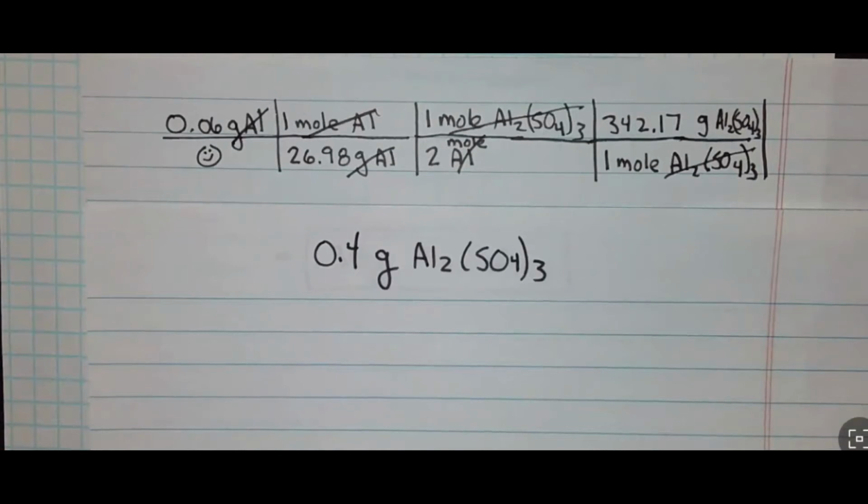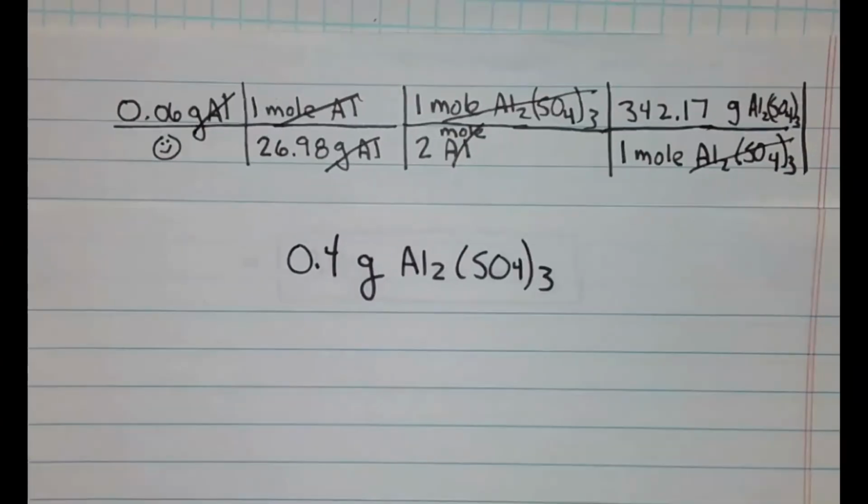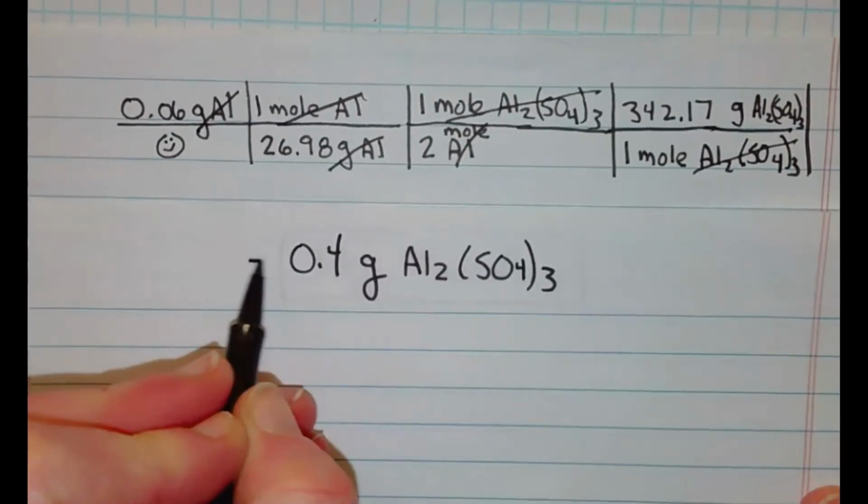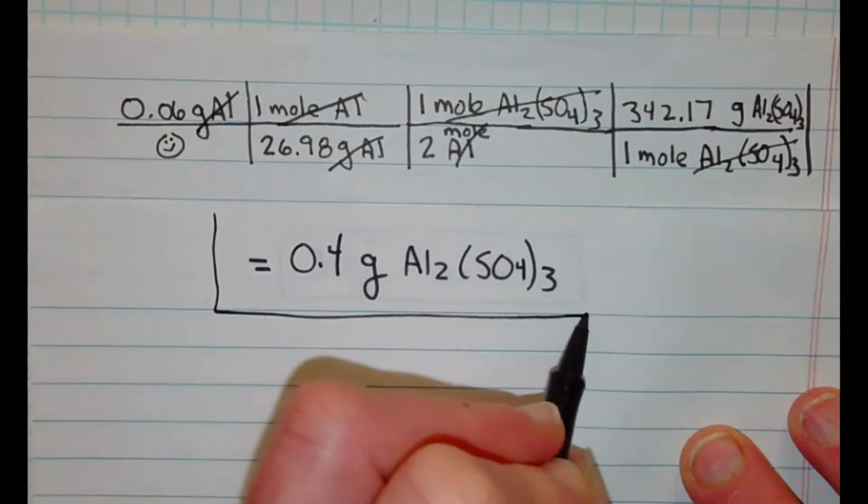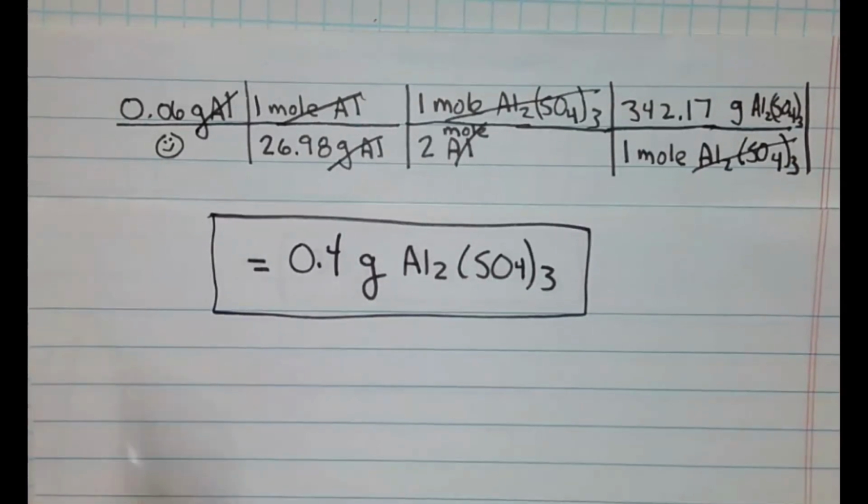And that's how you do a stoichiometry problem. And we'll just finish it off. Equals. Put a nice box around it so you can box the answer.